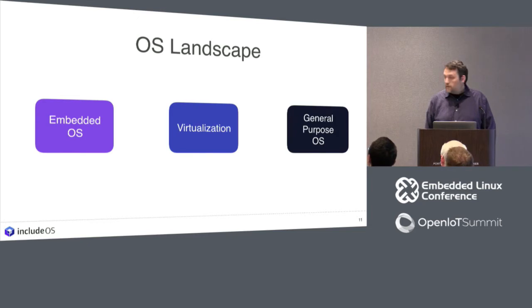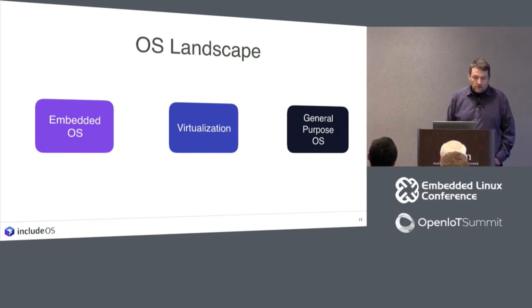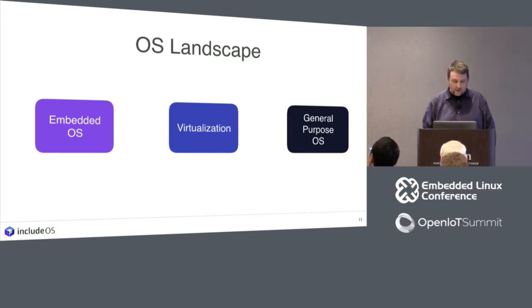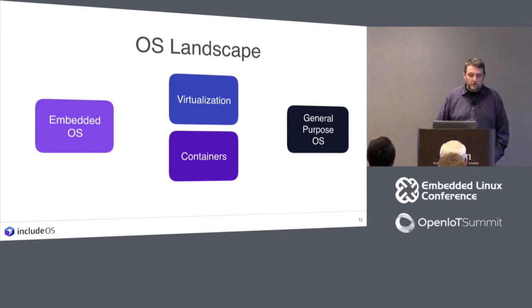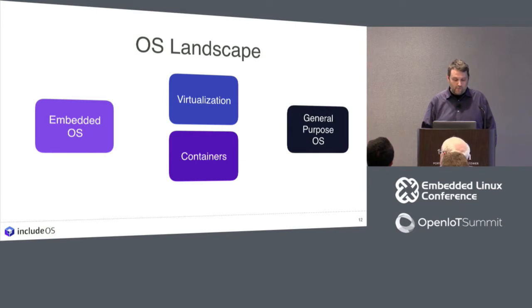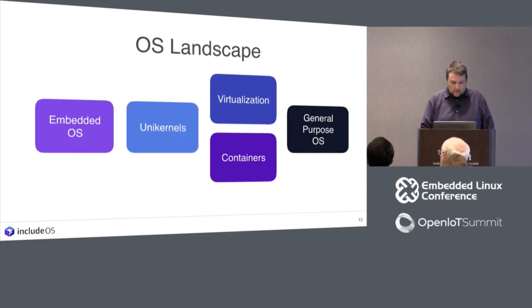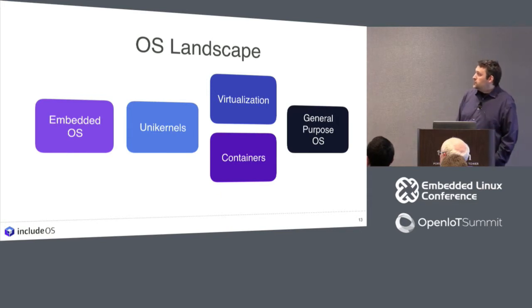After a while, we got virtualization. You could consolidate multiple servers on one physical machine. That was obviously a simplification, but it was quite useful. After that, we got containers, where people realized that they were running multiple servers, and they did not want to share the entire OS. They could just share the kernel. And IncludeOS is a unikernel.